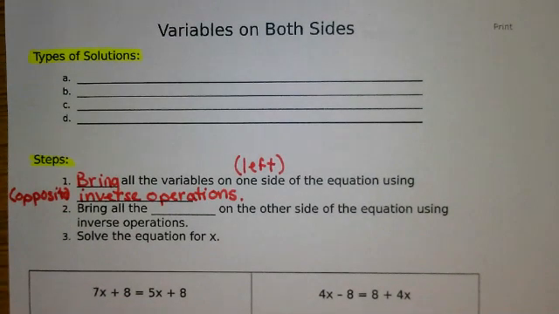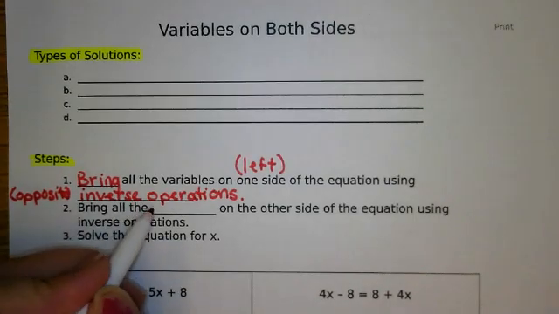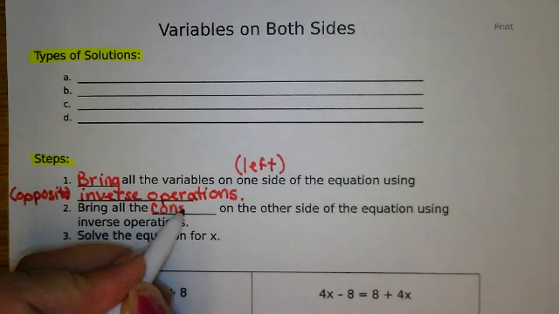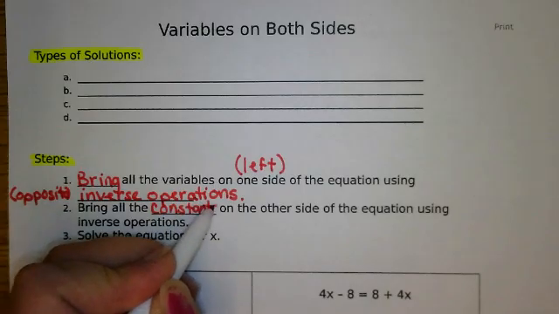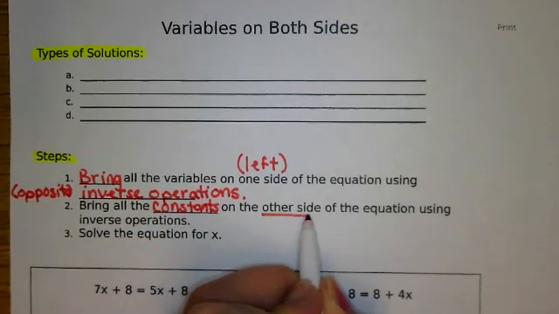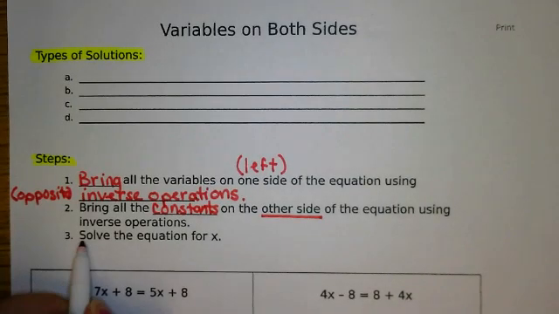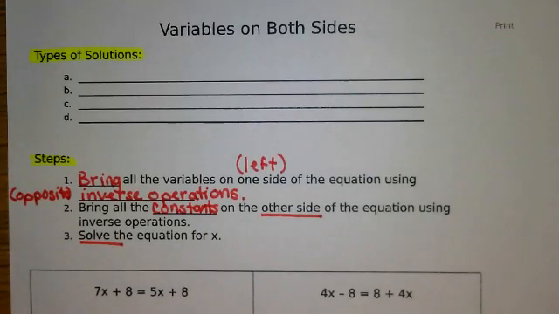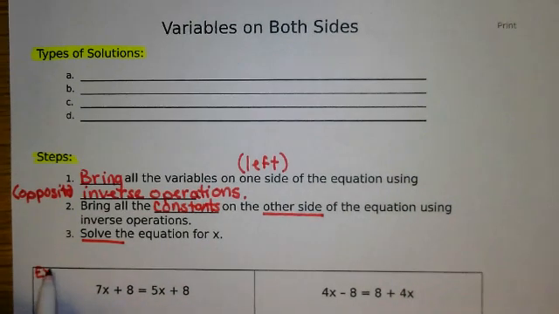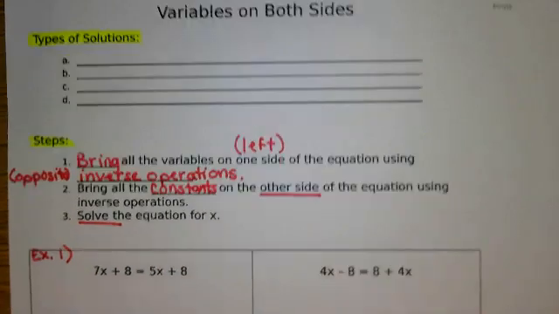Okay, so you are going to also work on bringing all the constants to the other side. Remember, a constant is just the number by itself. There's no variable with it. It's just being added or subtracted. And then again, you're just going to solve for x. So, all right. First example, we're going to see what type of solution we end up with. So example number 1 is right here.